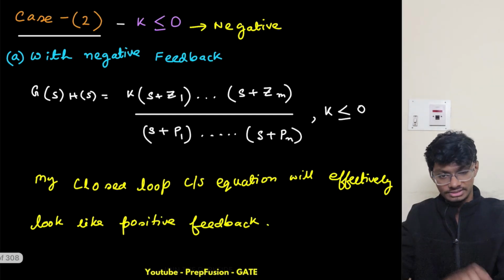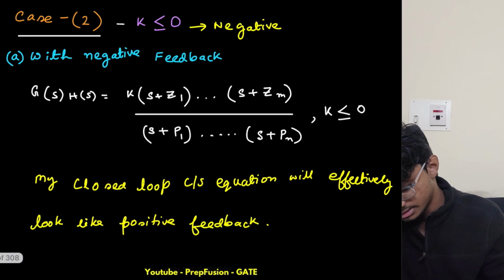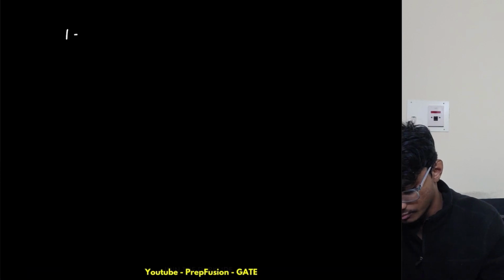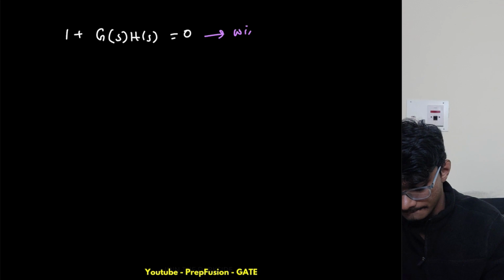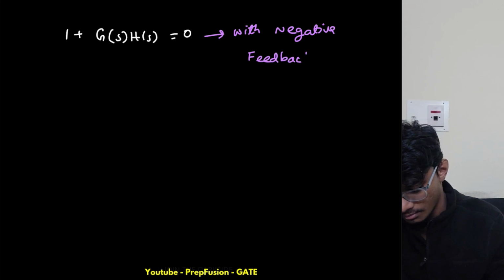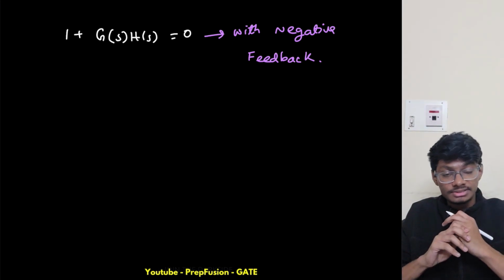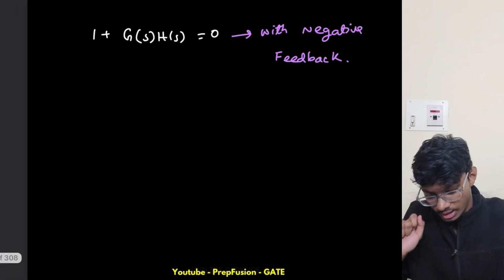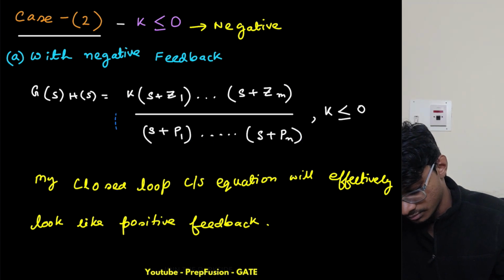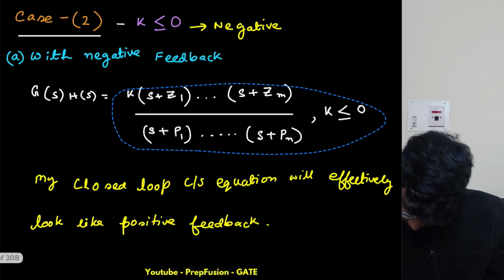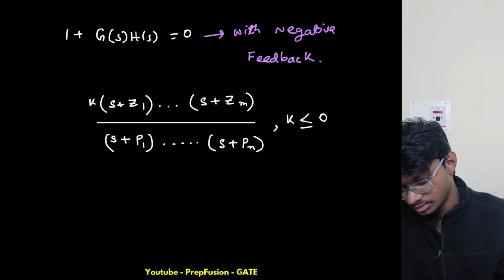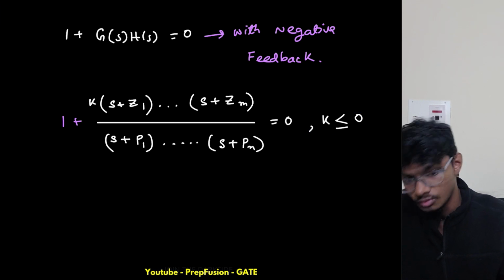So basically, what is my characteristic equation? This is with negative feedback, hence my characteristic equation will be 1 plus G(s)H(s) equals 0, which is with negative feedback. So what I will do is write this GH(s) in this format, replace this one, not this one, with this one. So this is simply 1 plus this equals 0.